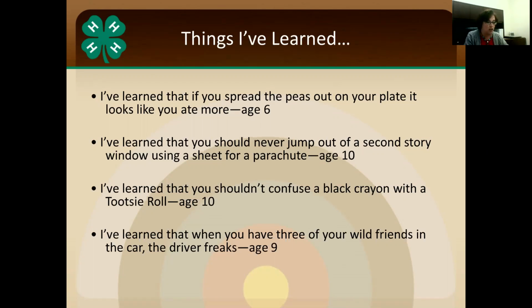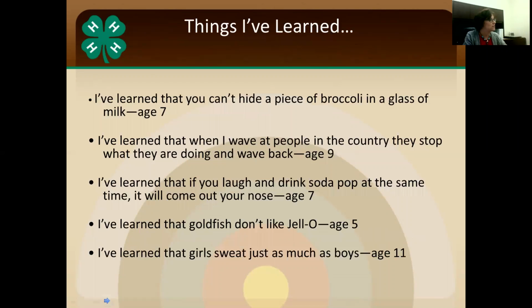I've learned that you shouldn't confuse a black crayon with a Tootsie Roll. I've learned that when you have 3 of your wild friends in the car, the driver freaks, and moms are usually the drivers. I've learned that you can't hide a piece of broccoli in a glass of milk. I've learned that when you wave at people in the country, they stop what they're doing and wave back. I've learned that if you laugh and drink soda pop at the same time, it will come out your nose. I've learned that goldfish don't like Jell-O. And I've learned that girls sweat as much as boys.